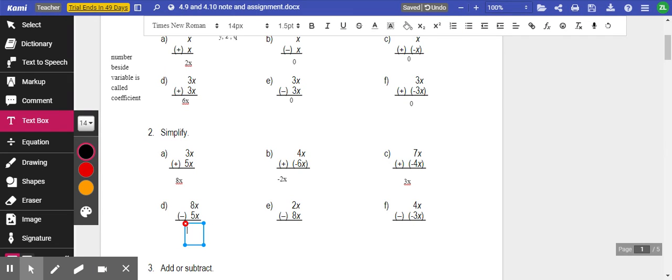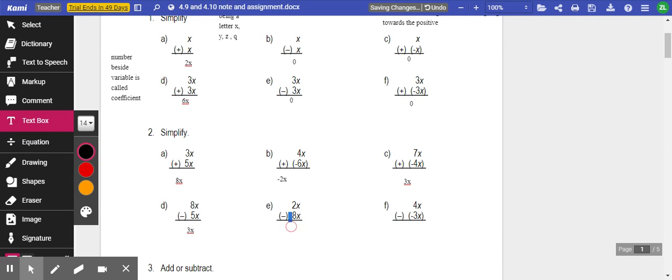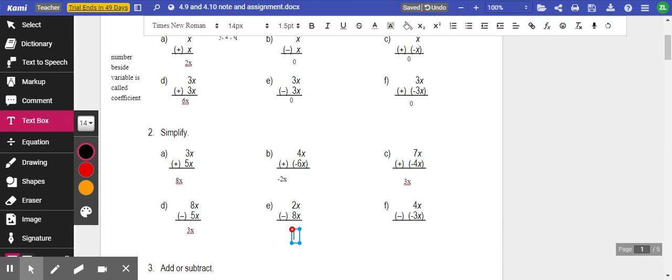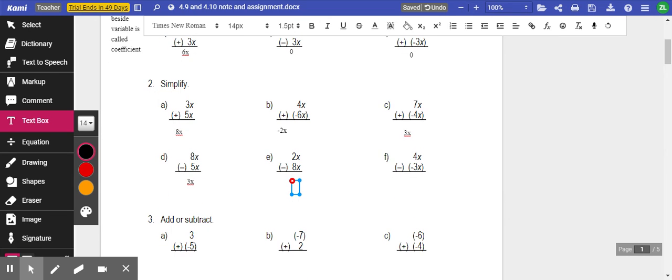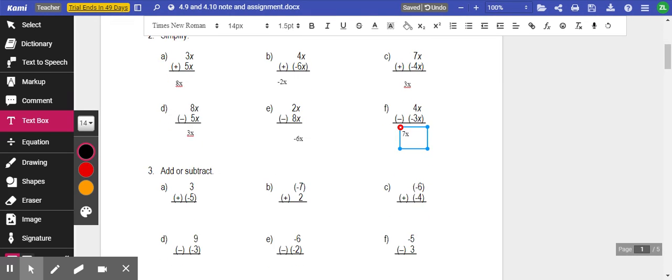8x minus 5x is going to be 8 minus 5 being 3x. We have 2 minus 8x, so we're going really into the negative here. 2 minus 8 being negative 6x. Here's the one that we haven't seen yet. We've got 4 subtracting negative 3x. So once again, we're getting rid of sadness. So those two negatives actually equal a positive. We get rid of those things, and we add them, giving us 4 plus 3, or 7x.